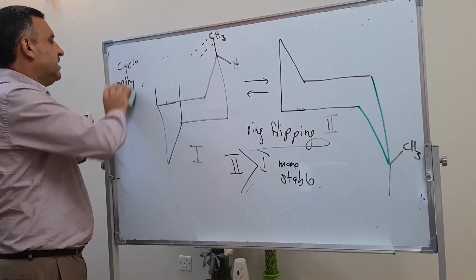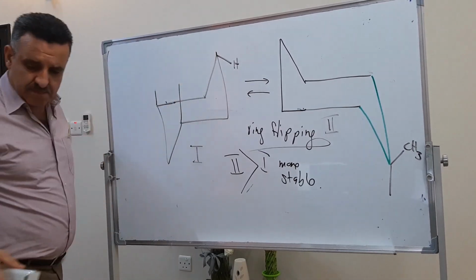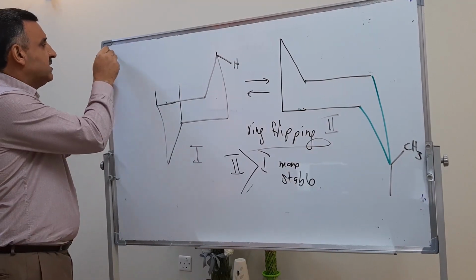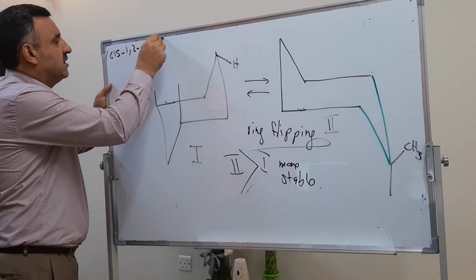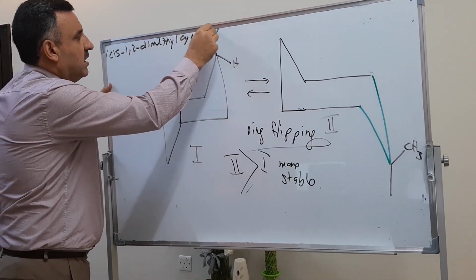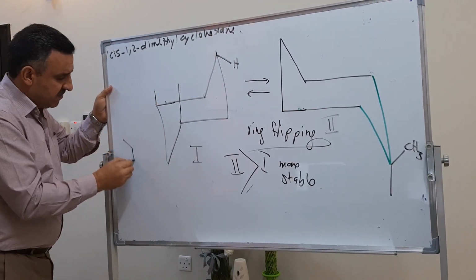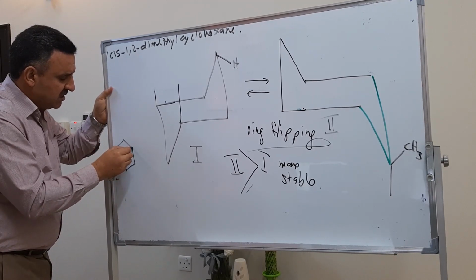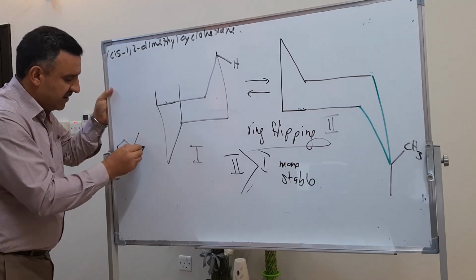In this case, we'll take 1,2-dimethyl, for example. Let's take the situation where we have cis-1,2-dimethylcyclohexane. So here we have the 2 methyls. By cis, we mean they are on the same side of the plane, for example, here above, and this is above.